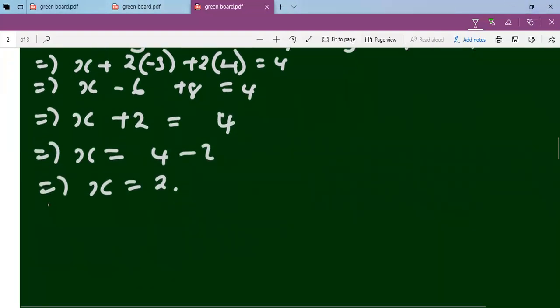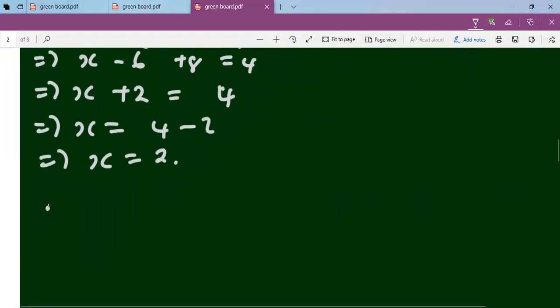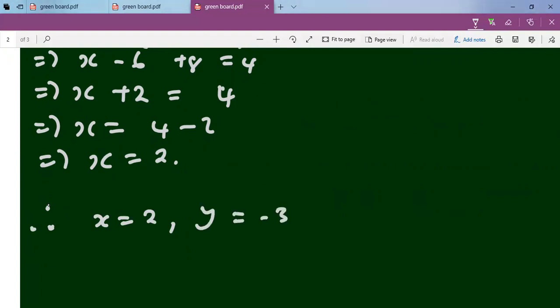What does it mean? Therefore, the solution is x is equal to 2, y is equal to -3, and z is equal to 4. So if you want to prove, you can substitute these values into any of the 3 equations, and you should be able to get the correct answer. Okay, so that is where we end for this presentation.